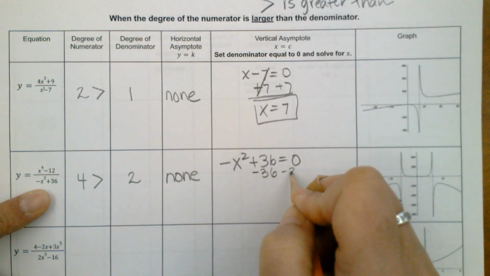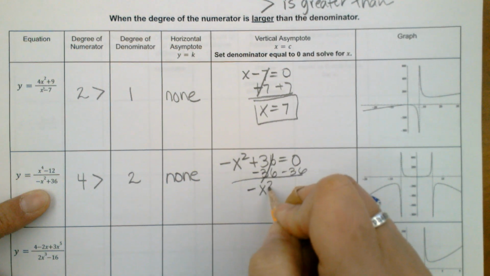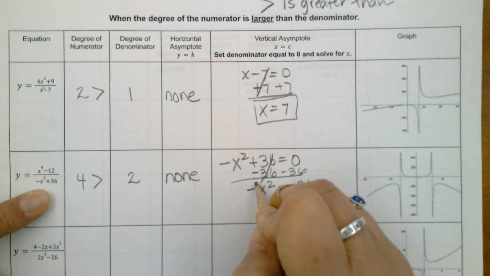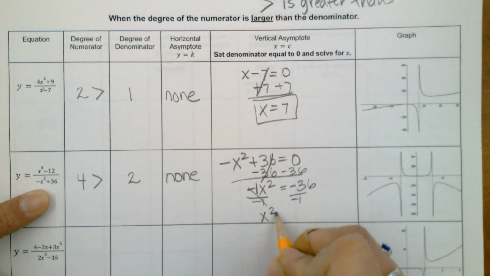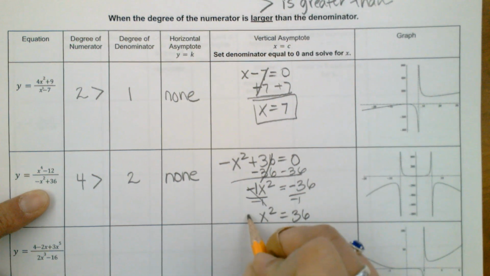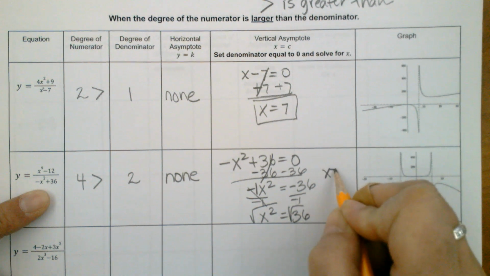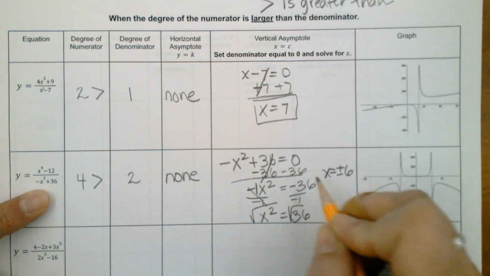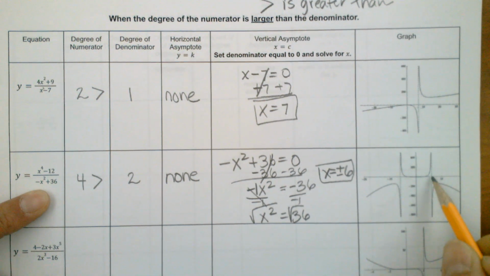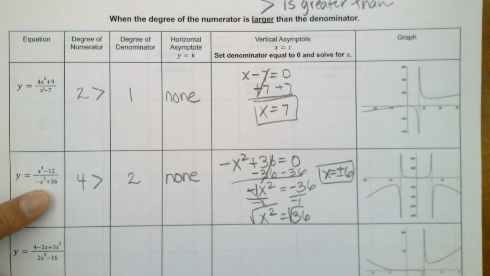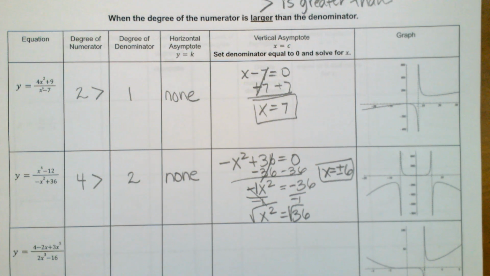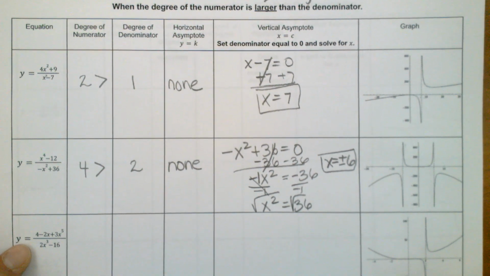So we're going to subtract 36 from both sides. We get negative x squared equals negative 36. In front of the x squared is really a negative 1, so we're going to divide by negative 1. We get x squared equals positive 36, which is great. Take the square root, and we come out with x equals plus and minus 6. On the graph, here's positive 6, and it's never going to get to positive 6. Here's negative 6, never gets to negative 6. So there we go.